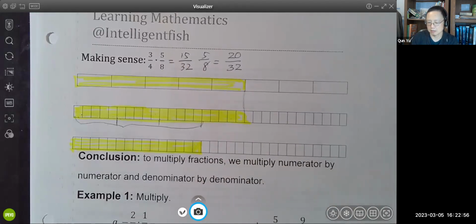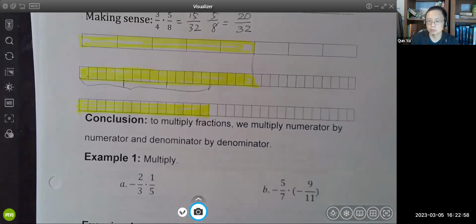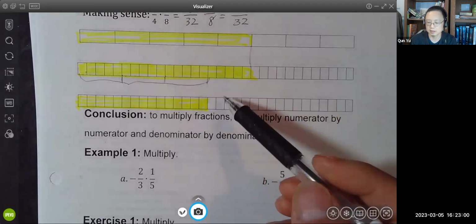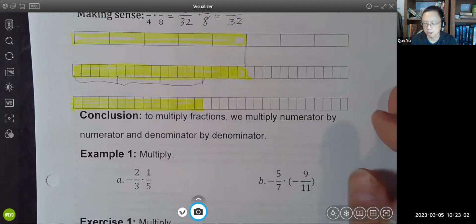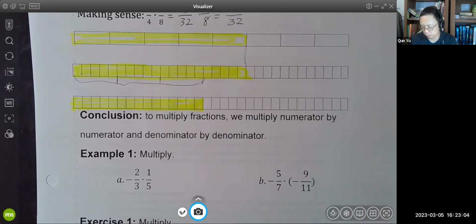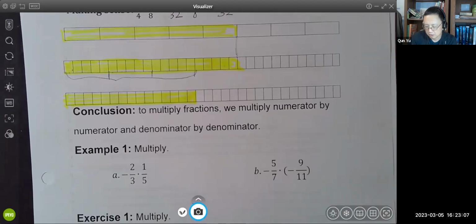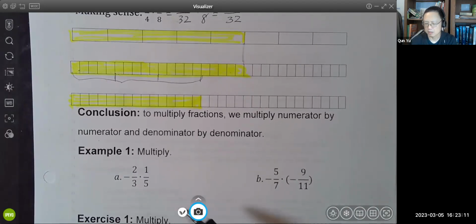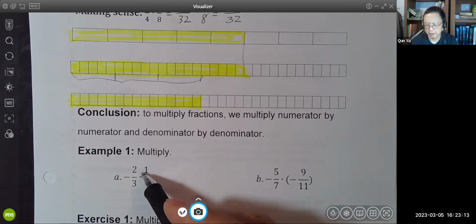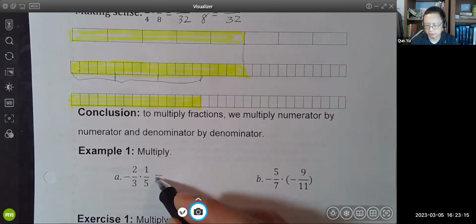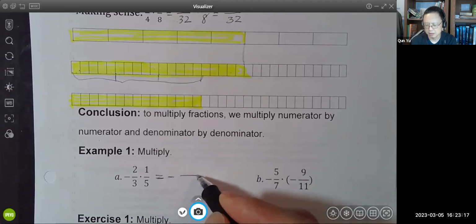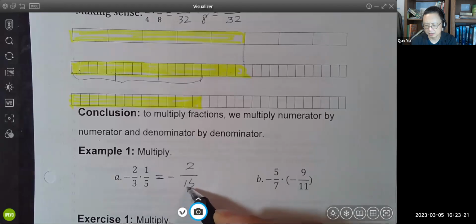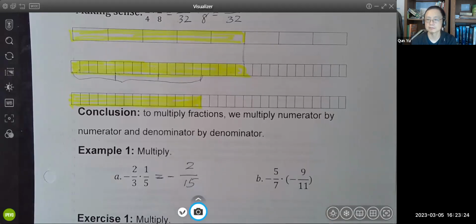Now let's look at some examples. We just do multiplication now. We don't need to draw this. It was just to show people how multiplication of fractions works. Now we multiply these two together. Negative times positive, the result will be negative, right? Then 2 times 1 is 2. 3 times 5, 15. So that's our final answer.